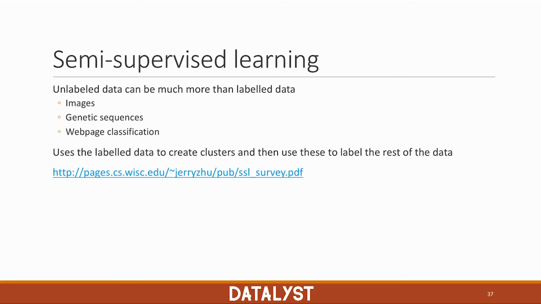Another area of machine learning is semi-supervised learning. In some scenarios, we're faced with the following situation. We have lots of data, but the majority of our data is unlabeled. This is the case, for example, with images, genetic sequences, or web page classifications. However, not all unlabeled data is equal. Some of the unlabeled data points might look really similar to some of our labeled ones.